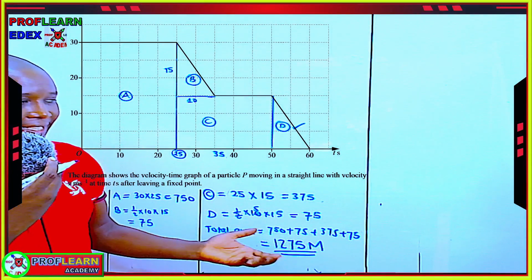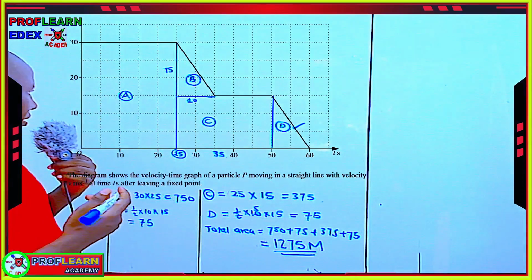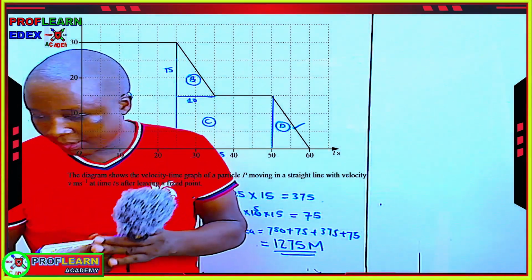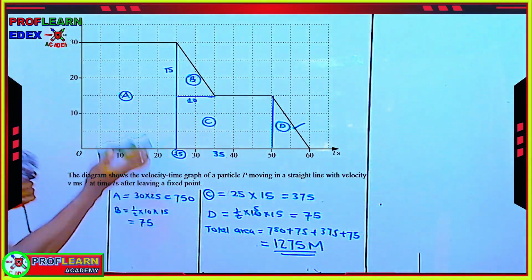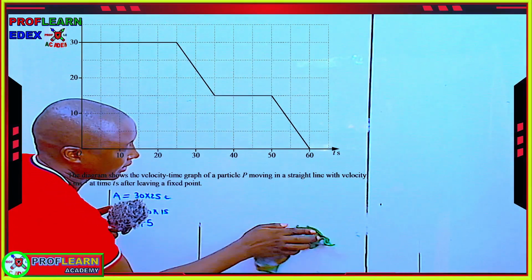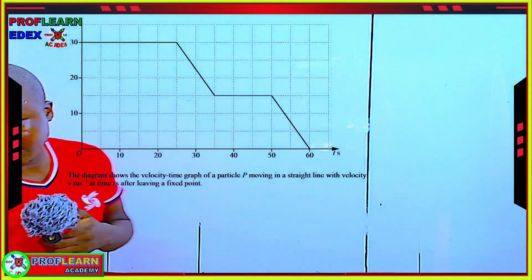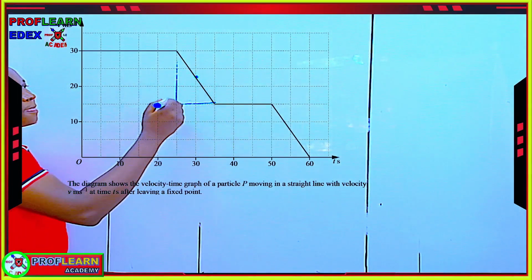Meters, because area represents distance. So basically that's what the question was. Let us now move to the next section and see what we were expected to do in that area. What are we expected to do in this next section? Look at what we are doing.